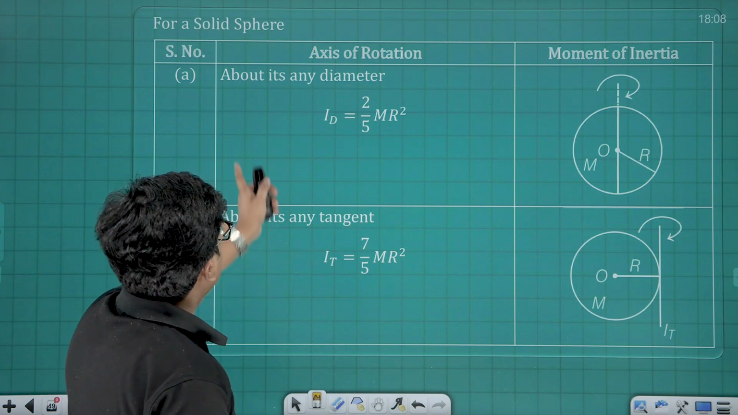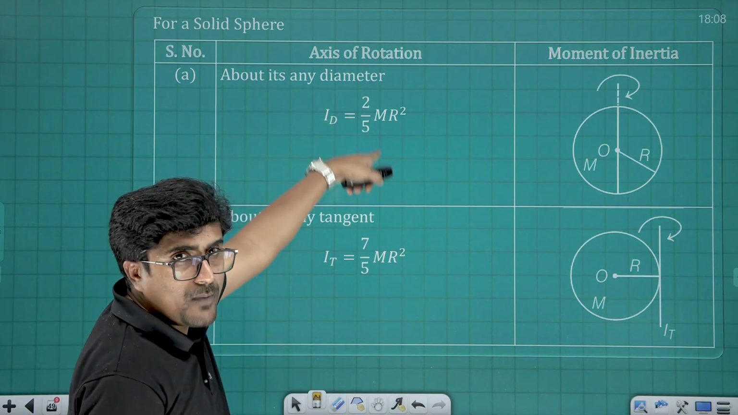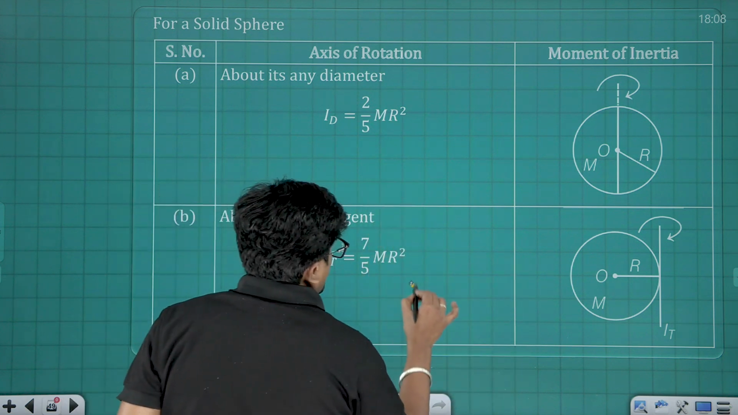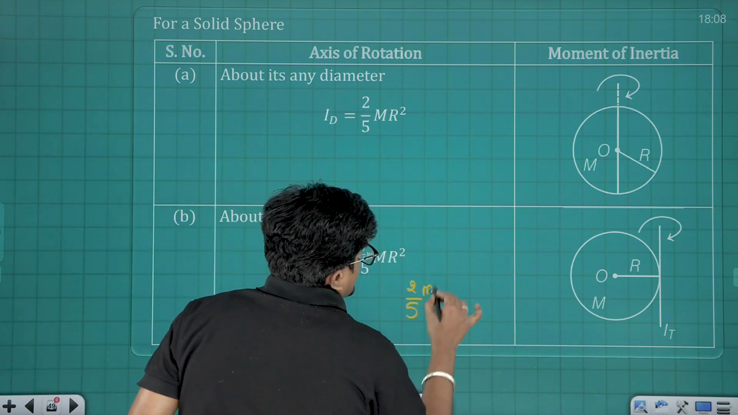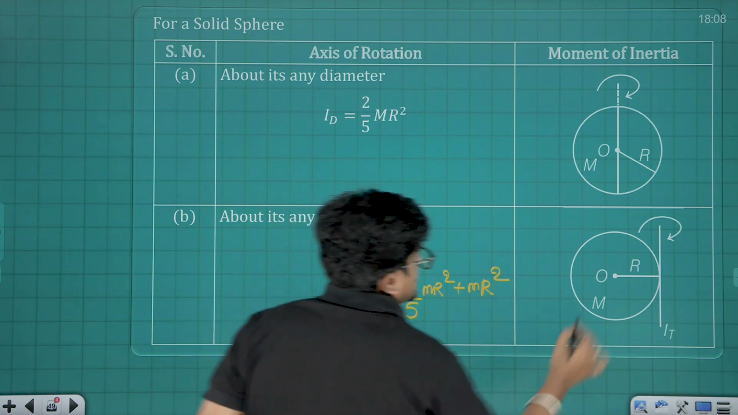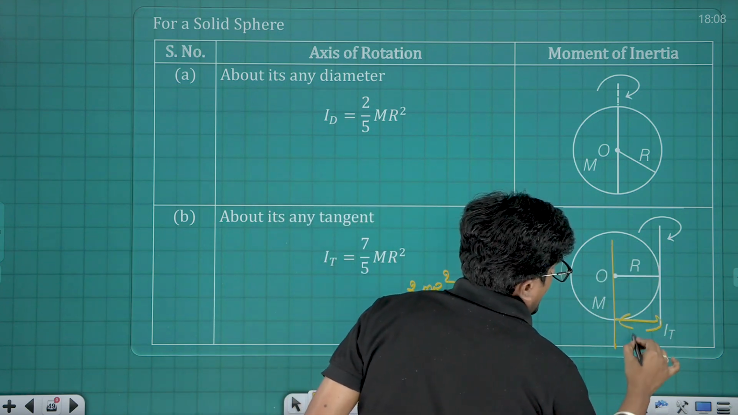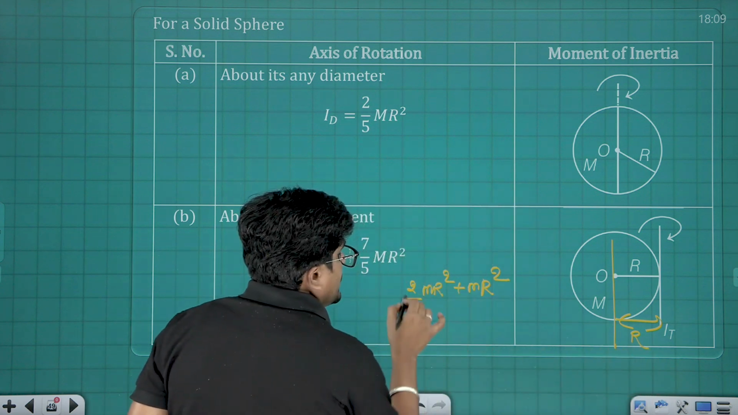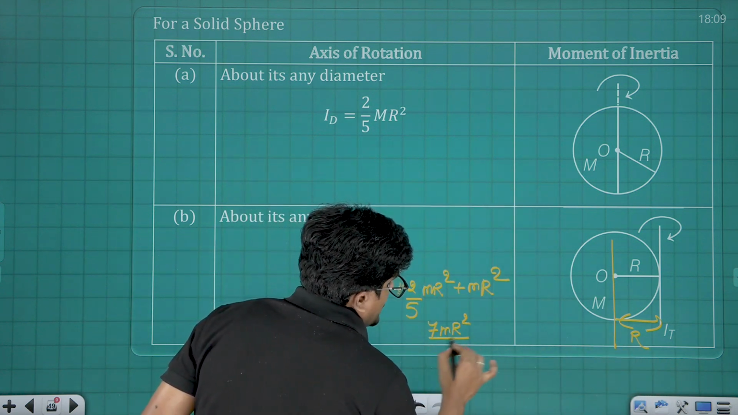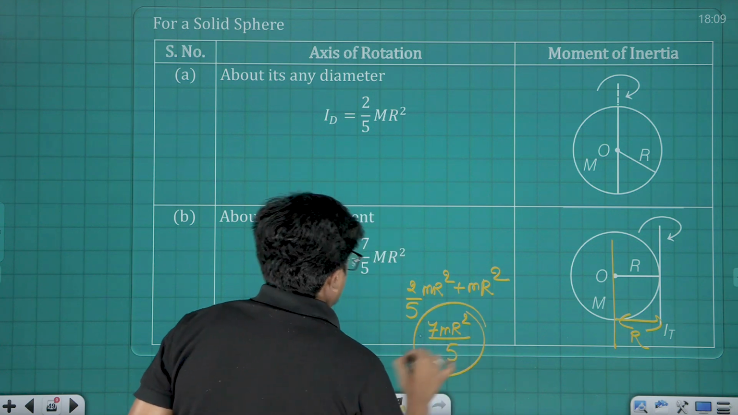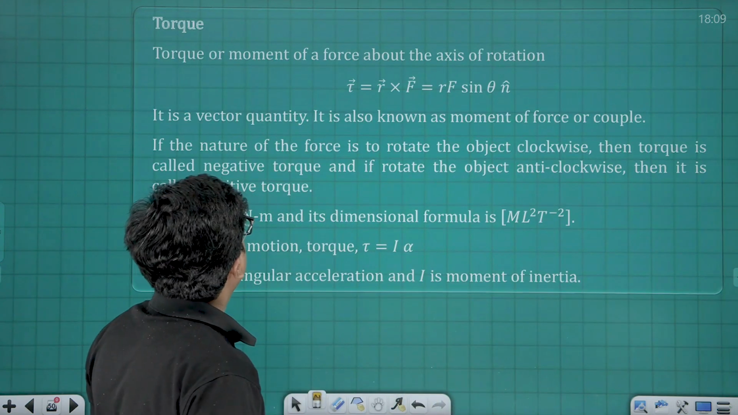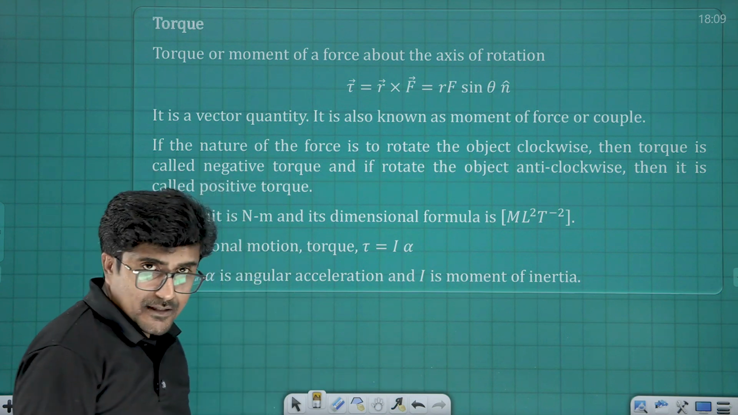All right. The next one is solid sphere. It's 2 by 5 mr square, and with respect to one of the edges, what you are going to do is 2 by 5 mr square plus mr square, parallel axis theorem. R is the distance of separation. 5 plus 2, 7. So 7 times mr square divided by 5. This is that relation. I hope you got it right. Okay. The next one is torque acting.